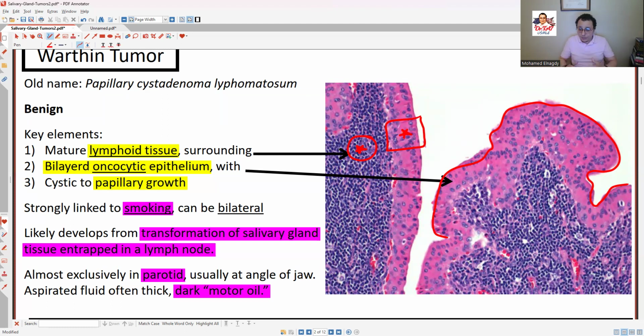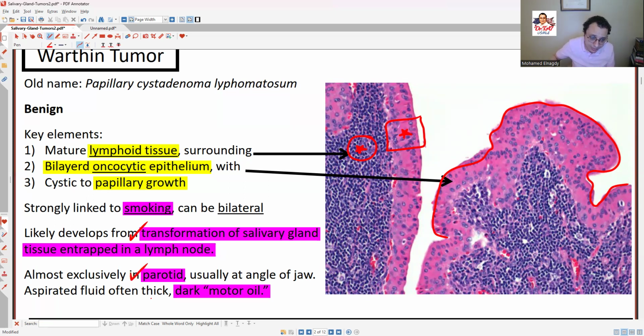When they saw this tumor and saw that there is a lot of lymphocytes in the tumor tissue and there is mature lymphoid tissue there, which looks very benign though, they thought that this tumor could be a transformation of salivary gland tissue entrapped in a lymph node. Like there was a lymph node and there was some salivary gland tissue entrapped inside this lymph node, and then there was an oncocytic transformation of this salivary gland tissue. So now you see the lymphoid tissue of the lymph node and the transformed salivary gland tissue surrounding. And that's how you end up seeing this pattern. So that's why they're saying this likely developed from a transformation of salivary gland tissue entrapped in a lymph node.